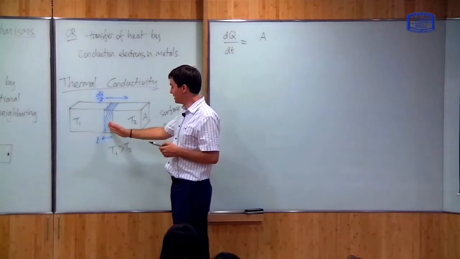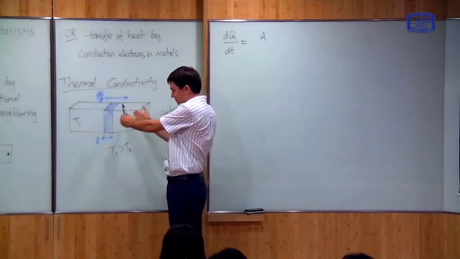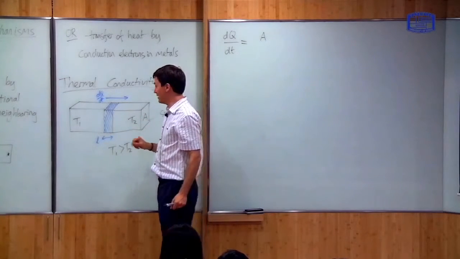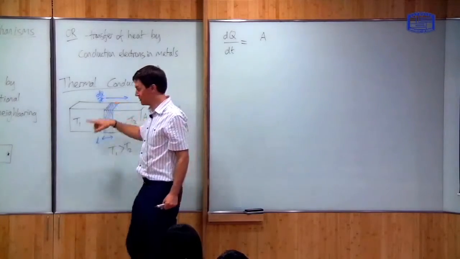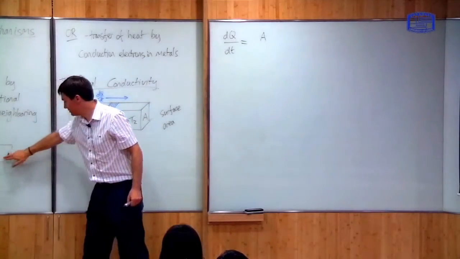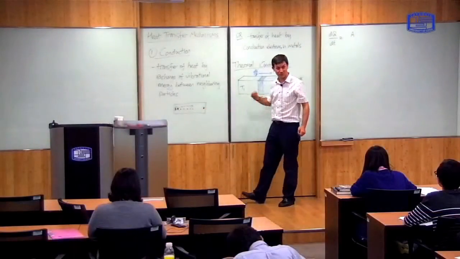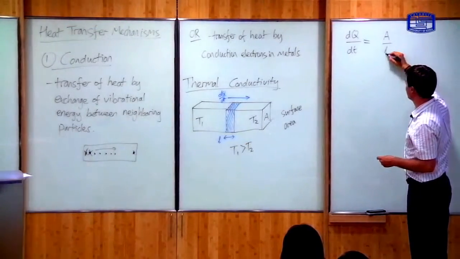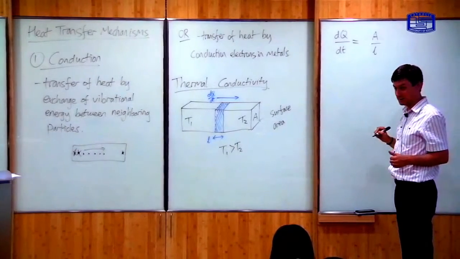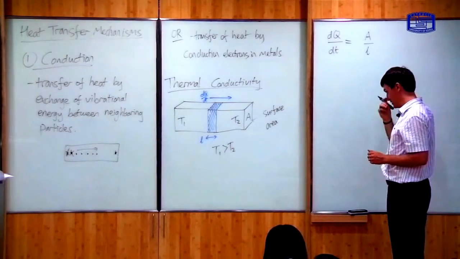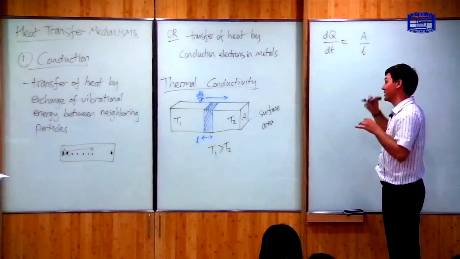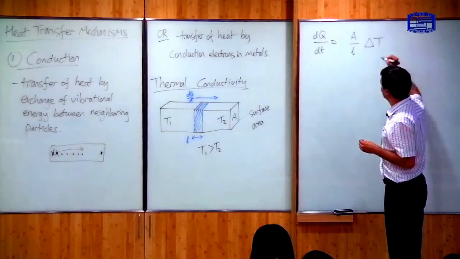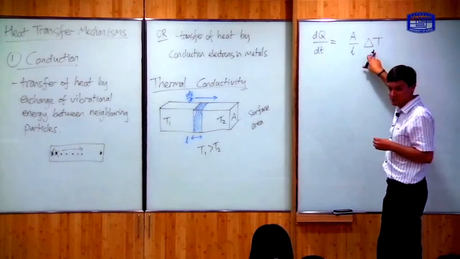Secondly, if I double the length of this conductor here, if I double L, then the heat flow should be slower because it has more substance to transfer the heat through. So therefore we expect that the rate of heat transfer will be inversely proportional to the length of the system L. And finally, the higher the temperature difference, the faster the heat should be transferred. And again, we'd find that the rate of heat transfer is proportional to the difference in temperature.